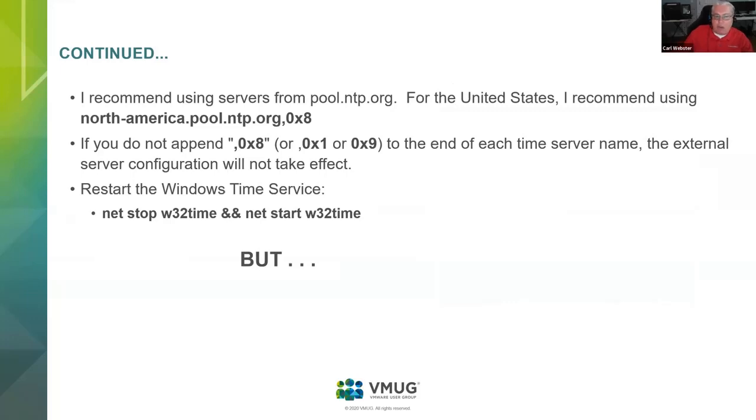Now, I recommend using servers from pool.ntp.org. You may have your own time server device, appliance or something. That's fine. You may be using a networking appliance. That's fine. If you're not, I recommend using north-america.pool.ntp.org,0x8. Now, the 0x8 or 0x1 or 0x9 must be there, and you separate those by spaces.